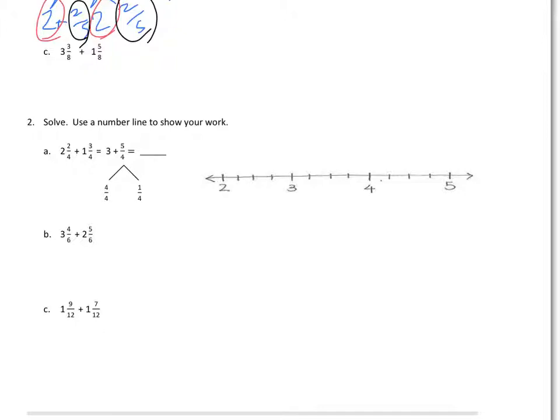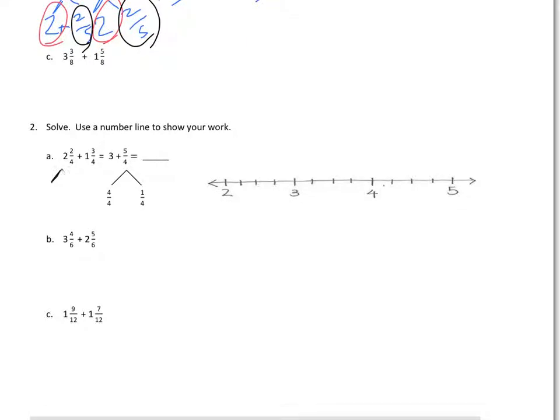work into a number line. So here, I would show this as 2 and 2/4. This is 1 and 3/4, and I would show both whole numbers first. So I would show going out to 2 and then one more. And then I can think about 2/4 and then 3/4, which I can see brings me out to 4 and 1/4.